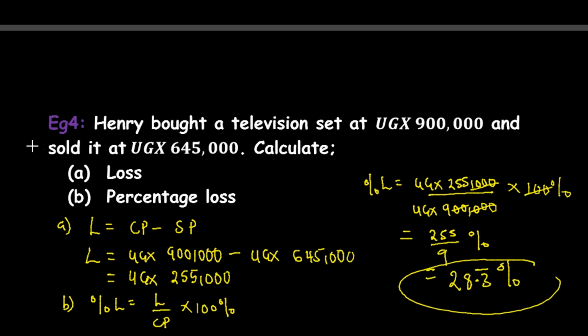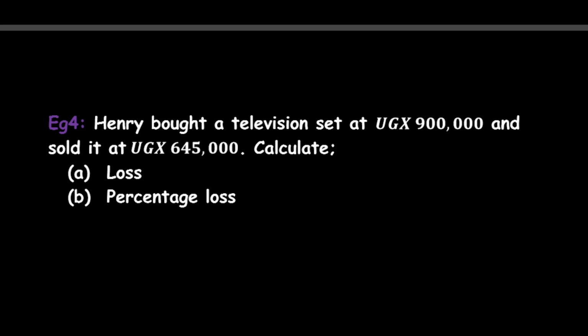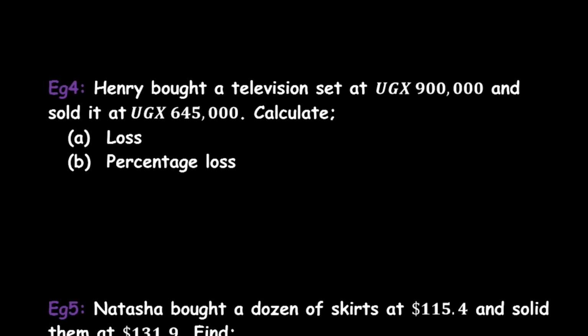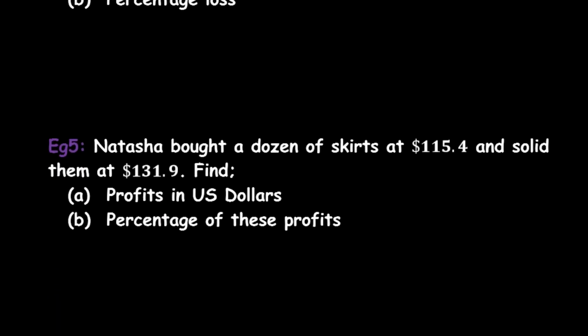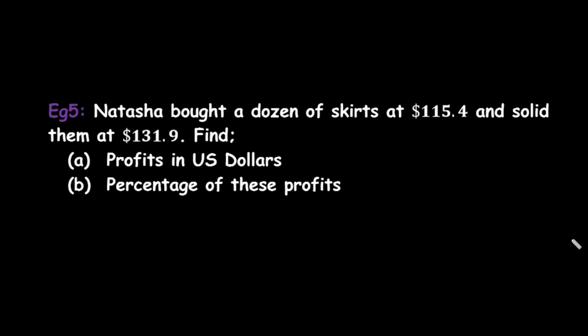Example 5. Natasha bought a dozen of skirts at $115.4 and sold them at $131.9. Full stop. Find part A, profits in US dollars, part B, percentage of these profits.